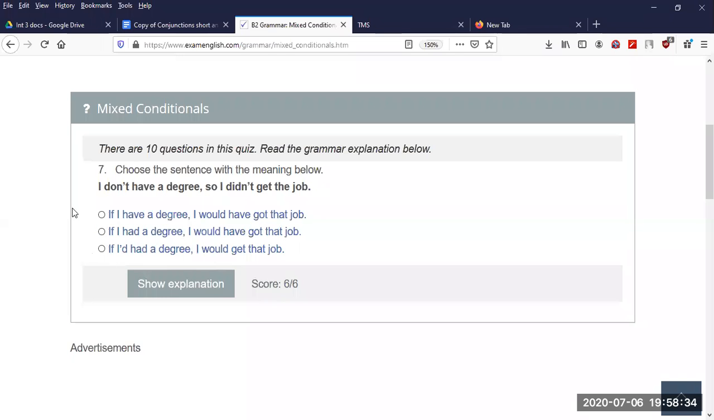I think this would be the last one. I don't have a degree, so I didn't get the job. So if I had a degree, I would have got that job. If I had a degree, I would have got that job. And if I'd had a degree, I would get that job. Number 3. Any other guesses?